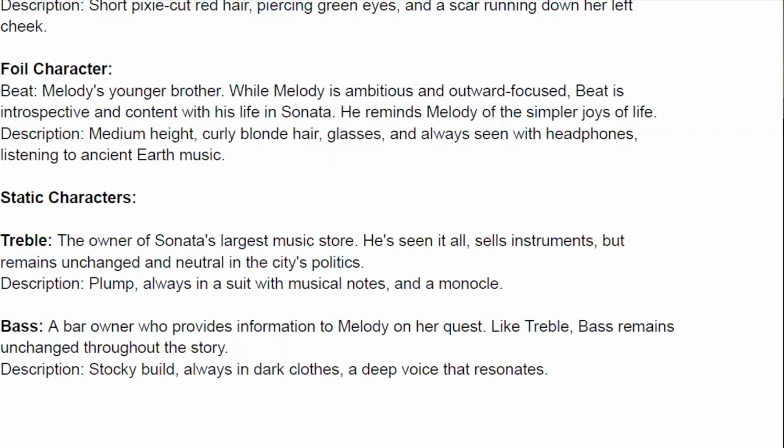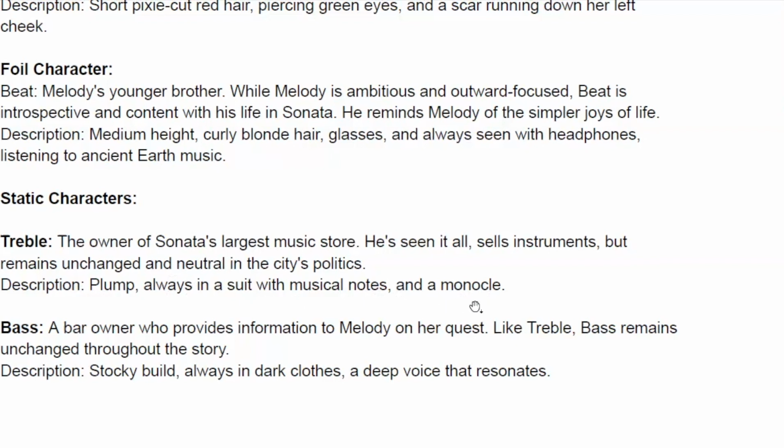Okay, Trouble, he's the owner of the largest music store. He's always going to be in the store, right? He's described as, so we had the word plump. Does anybody guess what the word plump means? The word plum is in here, so he's plump like a plum. Plump means he's just pretty fat. And he's always in a suit with musical notes and a monocle. Everybody know what a monocle is? A monocle is half of a pair of glasses. If we took Caden's glasses and broke half of it and he just wore one, that would be a monocle.